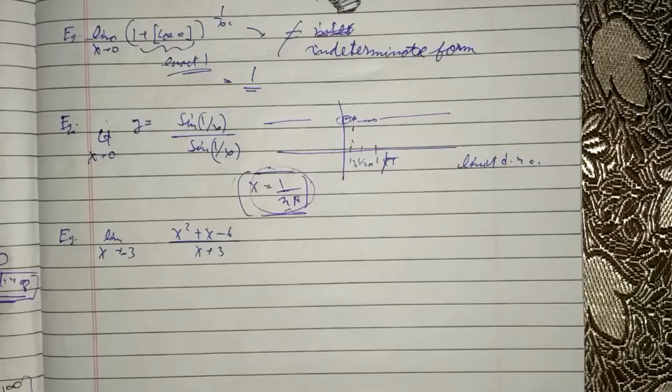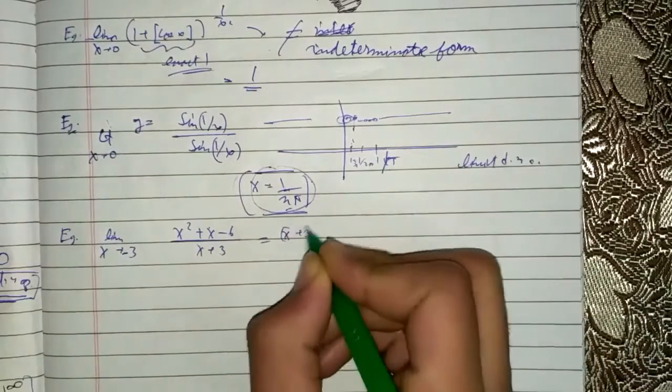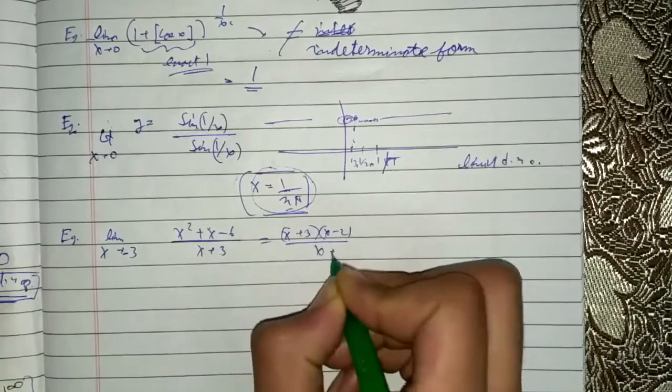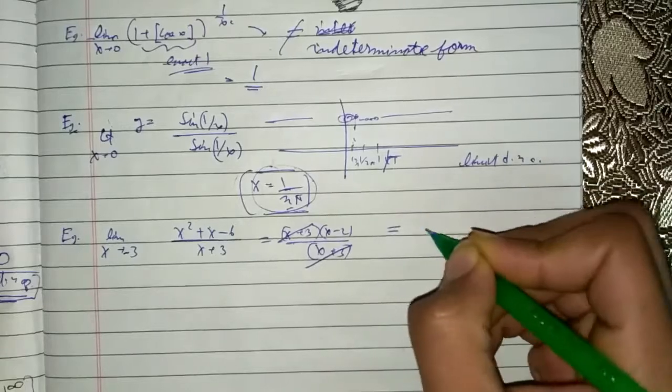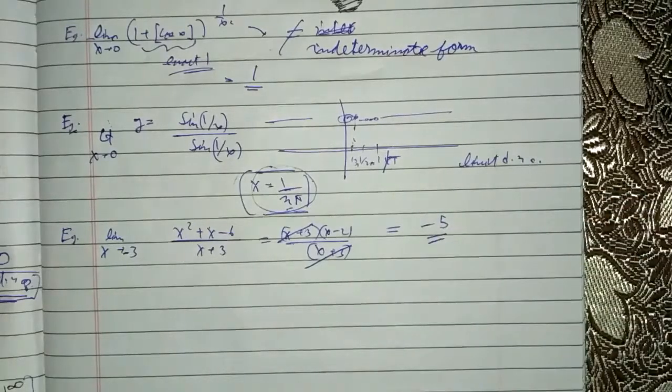The numerator and denominator have the common factor x plus 3. Thus for all x not equal to minus 3, we can cancel this factor to obtain x plus 3 times x minus 2 upon x plus 3. We will cancel out the common factor. So we will get it as minus 5.